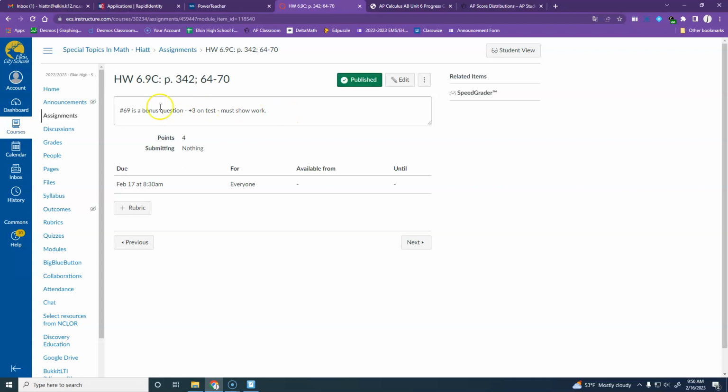So 69, save it for last. If you do 69, please do it on a separate sheet of paper so you can turn it in to me so that I can grade those there. So please do it on a separate sheet of paper if you do number 69. Everybody got the assignment? You got about 10 minutes so you can do a problem or two.